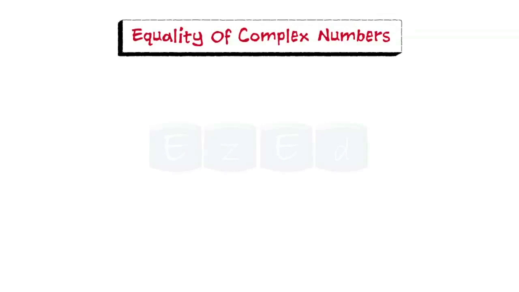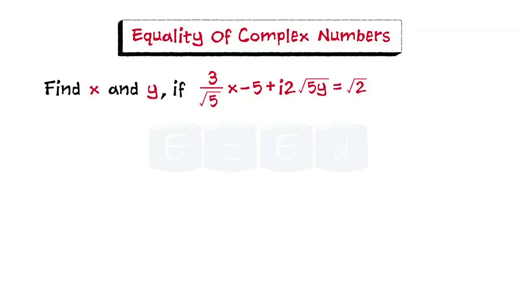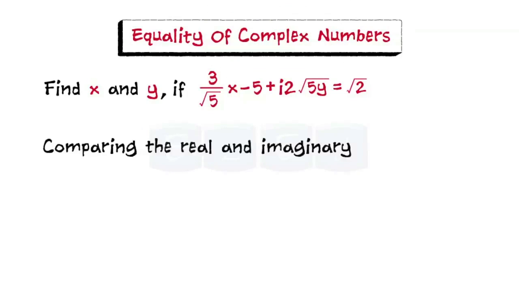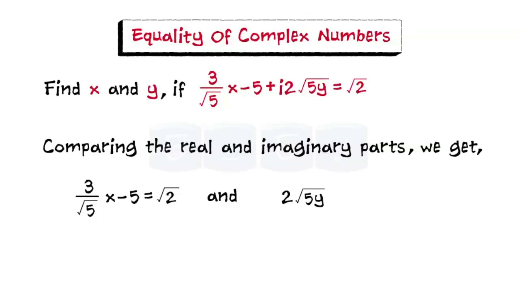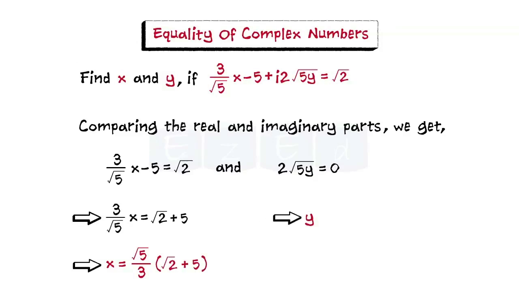Let us now see how we can use the idea of equality of complex numbers to solve for x and y. Suppose we want to find x and y for this question. For solving, we compare the real and imaginary parts. Comparing, we get 3 over root 5 times x minus 5 equals root 2, and 2 times root 5 y equals 0. On solving further, we get x is equal to root 5 by 3 times root 2 plus 5 and y is equal to 0.